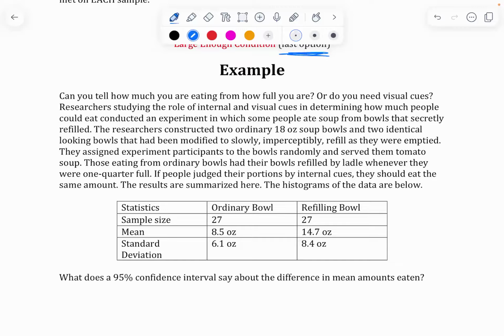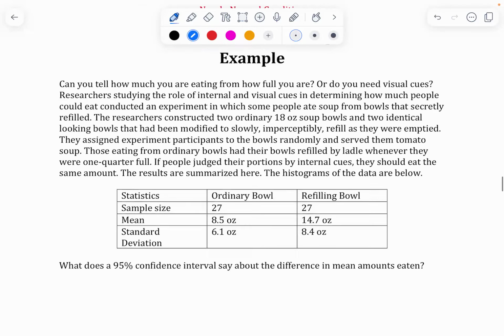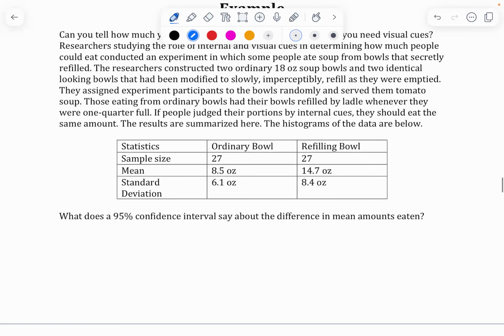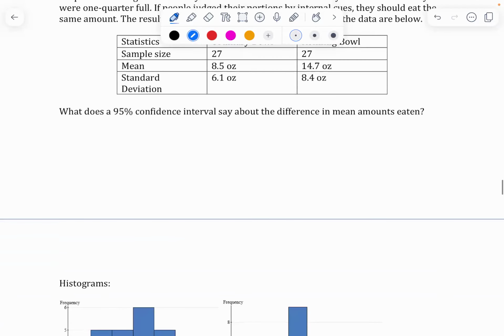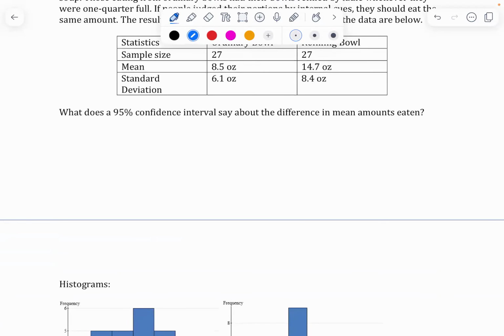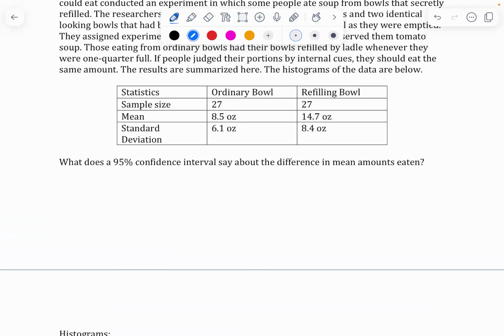So the idea is, do people judge their portions by internal cues? If they do, they would eat the same amount. So we have the sample mean, size, and sample standard deviation. What does a 95% confidence interval say about the difference in mean amounts eaten? So let's start with identifying information. Oh, look, it's all identified in my table here.